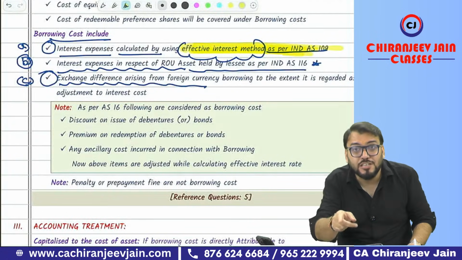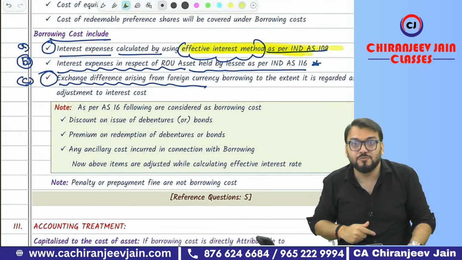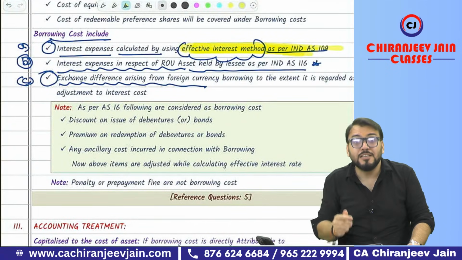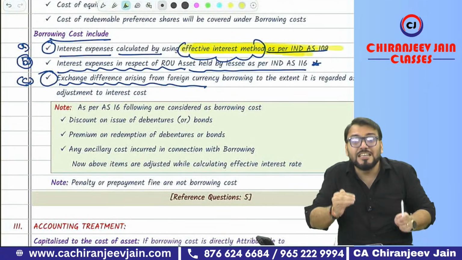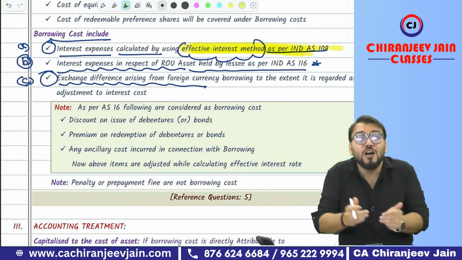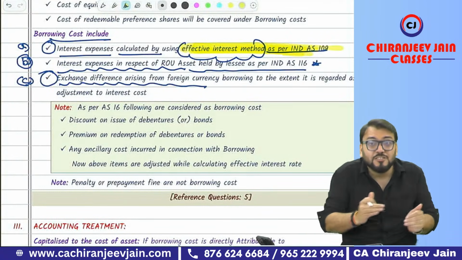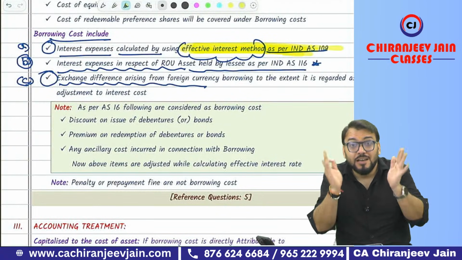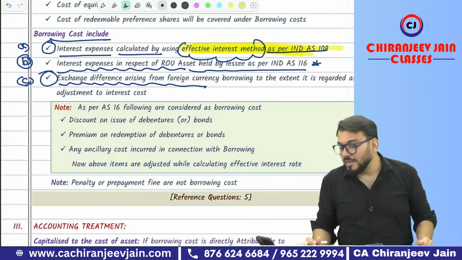So we are doing calculation of interest as per which Ind AS? Ind AS 109. We are doing accounting treatment of interest as per which Ind AS? Ind AS 23. Ind AS 23 only says that borrowing cost will be either capitalized or charged to PL. So when to capitalize, when to charge. But calculation is not done as per Ind AS 23. Understood this point?